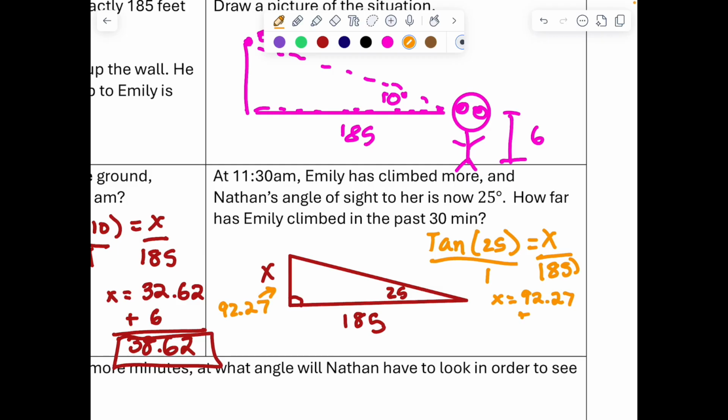And again, remember, she's 6 feet above the ground, so we're going to add 6 feet to that. Oh, I'm sorry. This is 86.27 right here.